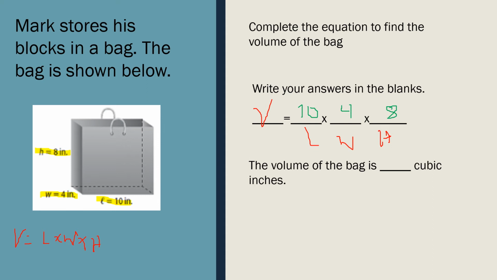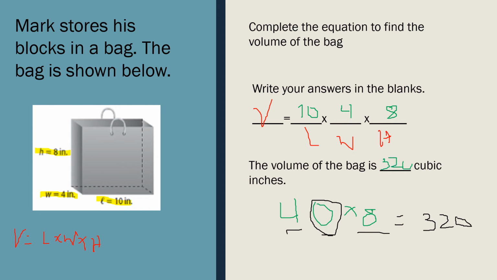So let's multiply. We have 10 times 4 gives us 40 times 8. And already I know I can look at the 4. 4 times 8 equals 32. And because I'm multiplying by multiples of 10, I can take this 0 and annex a 0 right here. So my answer then is the volume of the bag is 320 cubic inches. Whew. There we go. That was a good one.